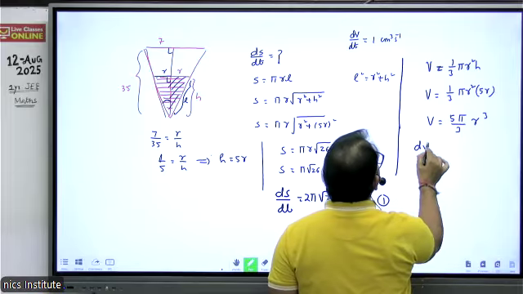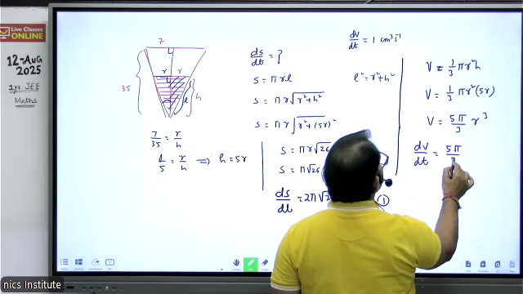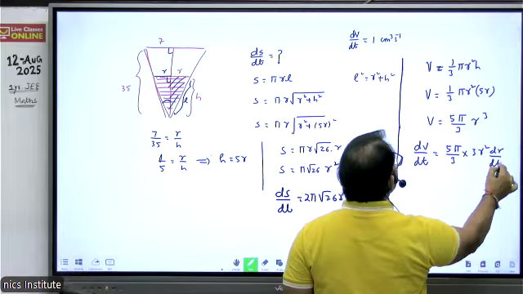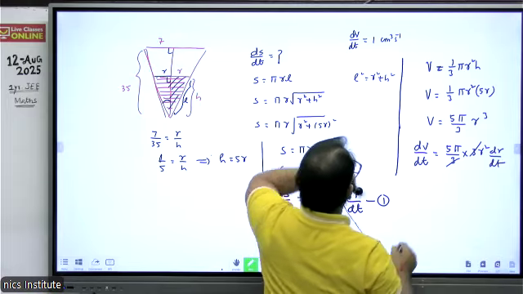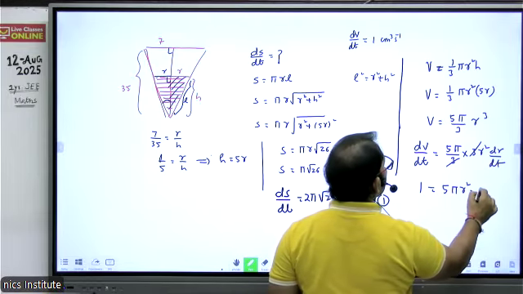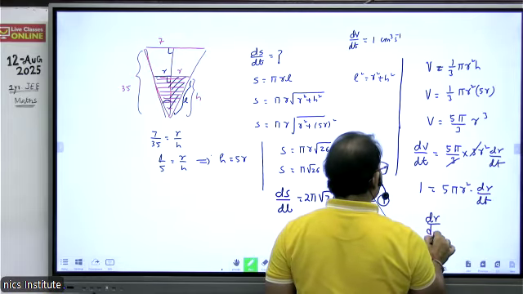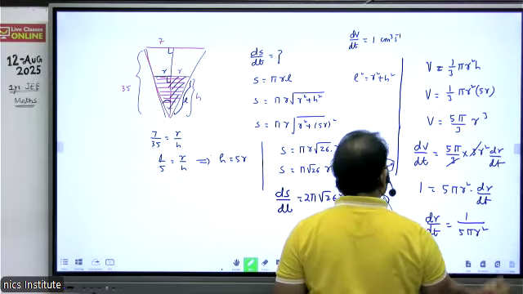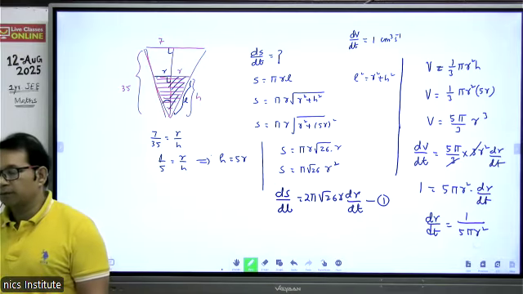Now find dv by dt again. So dv by dt is 5 pi by 3 r cube, which gives 3 r square dr by dt. 3 and 3 cut. I know dv by dt. How much is dv by dt? 1. Substitute it here: 5 pi r square dr by dt. You find dr by dt from here, and substitute in equation number 1. So dr by dt is 1 over 5 pi r square.